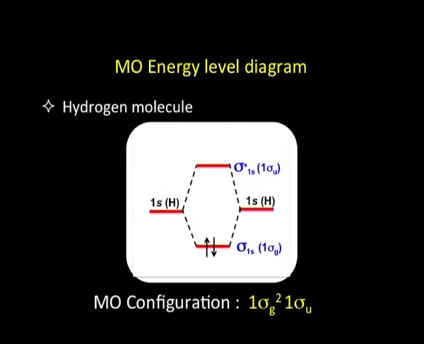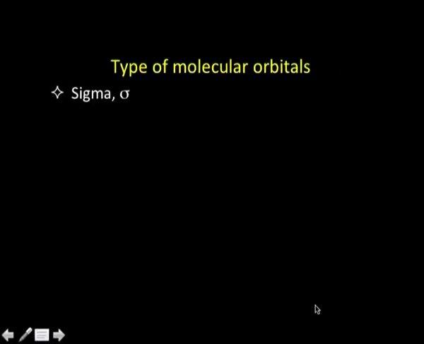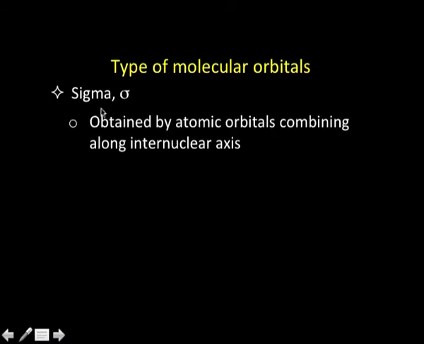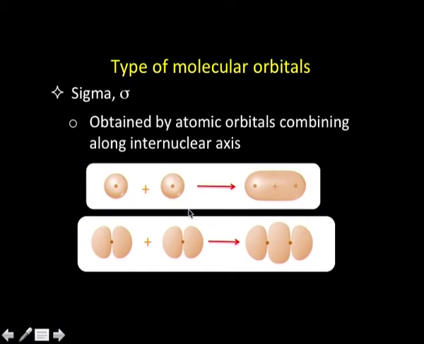Before we proceed, let us understand the meaning of the terms g and u, and also the types of orbitals we found. When we talk about molecular orbital types, we said sigma orbital, sigma MO. What does it mean? Sigma molecular orbitals are obtained by atomic orbitals combining along the internuclear axis. Let us take examples here. This is what we just saw: two 1s orbitals combine together along the internuclear axis and give you a sigma orbital.